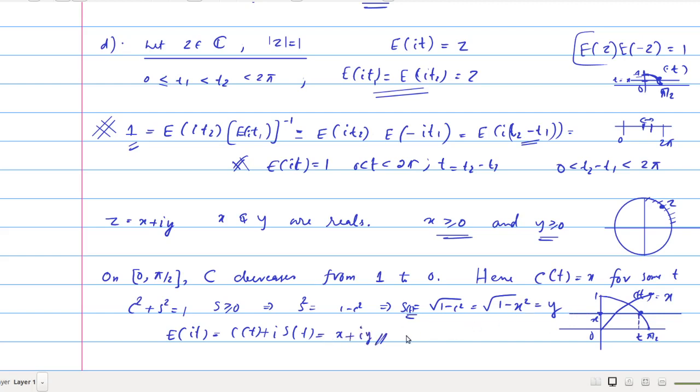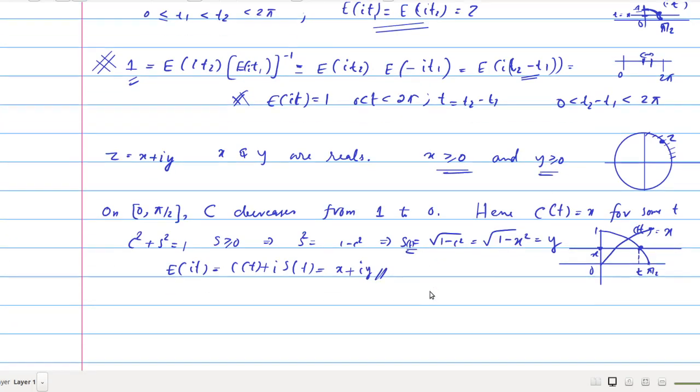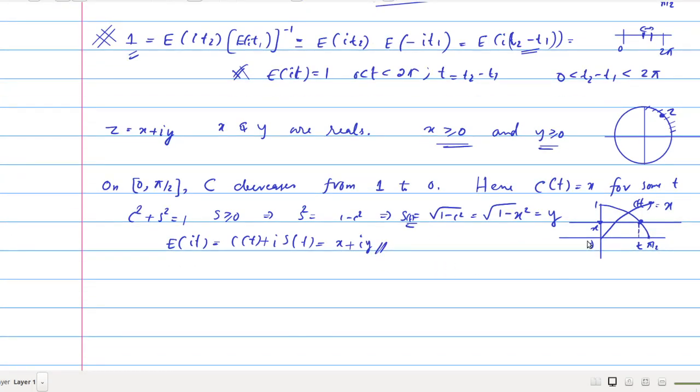So this shows that for any z equal to x plus i y such that x is greater than or equal to 0 and y is greater than or equal to 0, we can get a point t in between 0 and pi by 2 such that e to the i t is equal to x plus i y. We already proved the uniqueness, so we can get the expressions for this first quadrant.